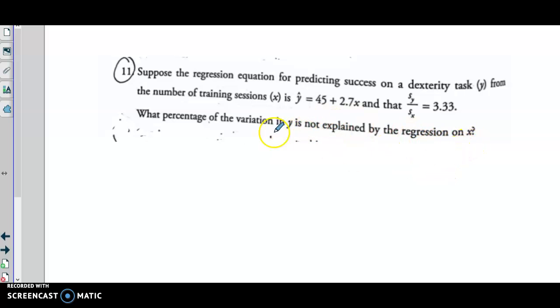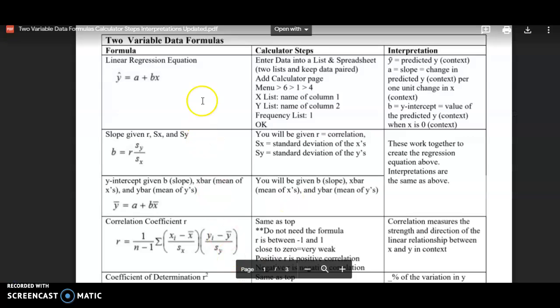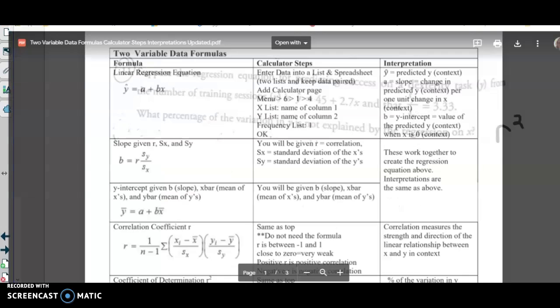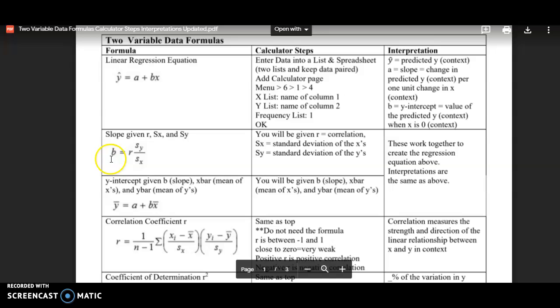So this sounds a lot like coefficient of determination, or r squared. Remember, r squared is the predicting power of the model. So I don't really know where to start. I mean, I don't see r, so I can't just square r to get r squared. Let me go back to my formula sheet and look where I see sy over sx. Let me double check. Sy over sx. And I see it right here in this slope formula.